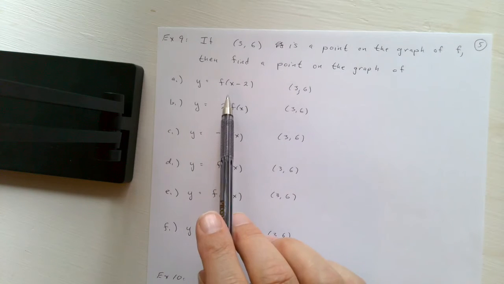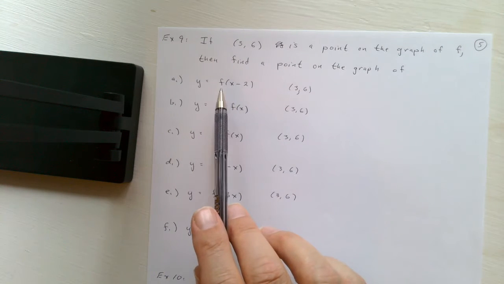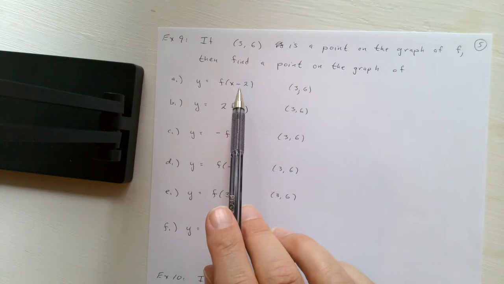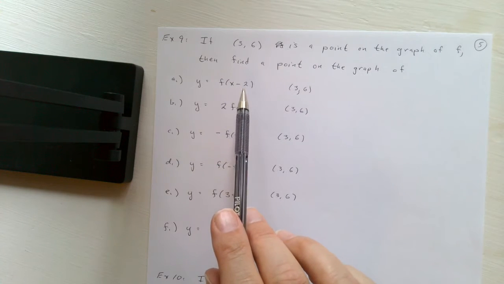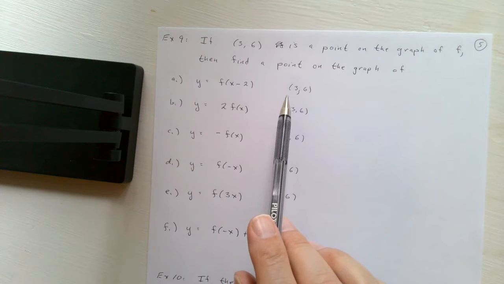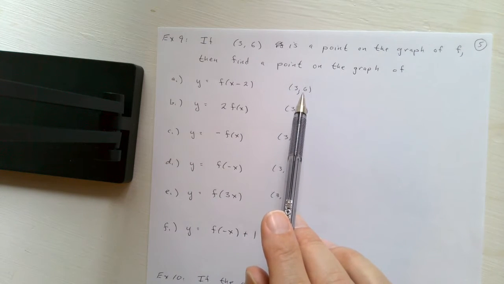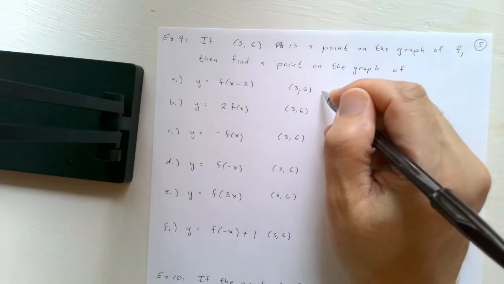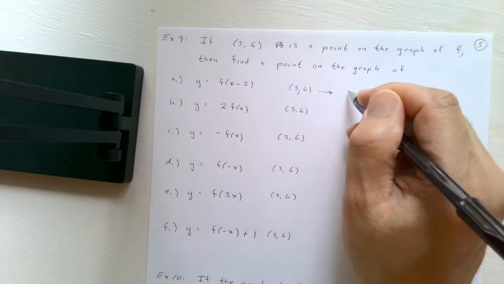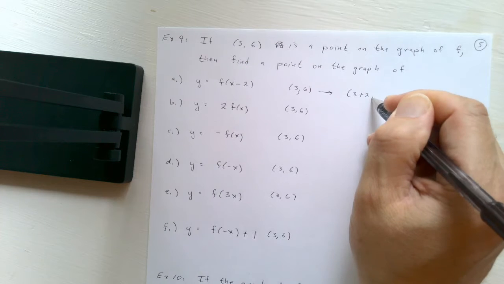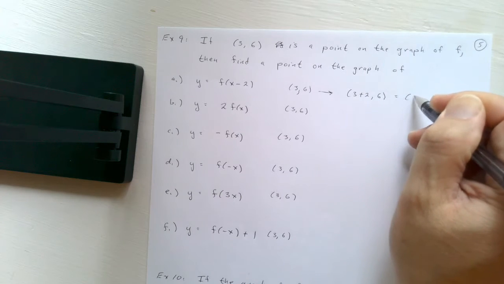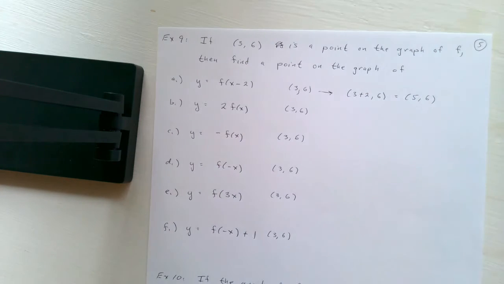So we just want to find where this point goes under this transformation. So for part A, we replace x with x minus 2. That's going to be a shift to the right. So the right, that means we're going to add 2 to the x coordinate. We're going to leave the y coordinate unchanged. So this is going to be 3 plus 2, comma 6, which is (5, 6).